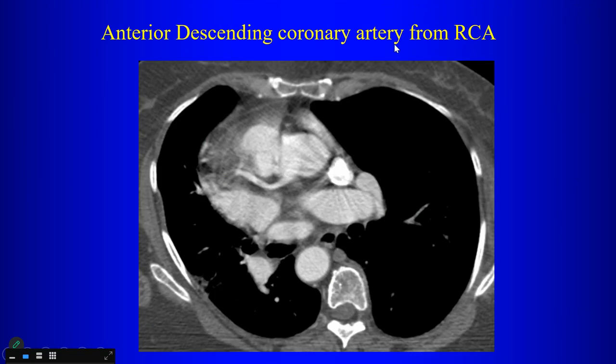Notice that the anterior descending coronary artery here comes from the right coronary artery. It's the mirror image of normal. Usually the anterior descending comes from the left coronary artery. Having said that, though, the coronary artery anatomy, it turns out, follows the ventricular looping, not the situs. So the coronary artery anatomy tends to be the mirror image, not because it's situs inversus, but because it's an L loop.